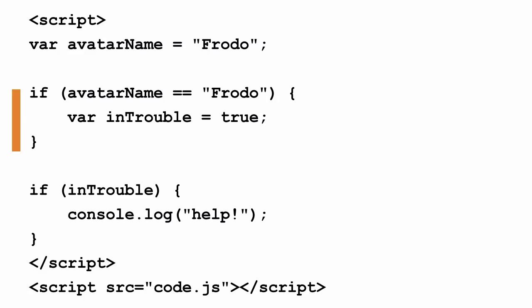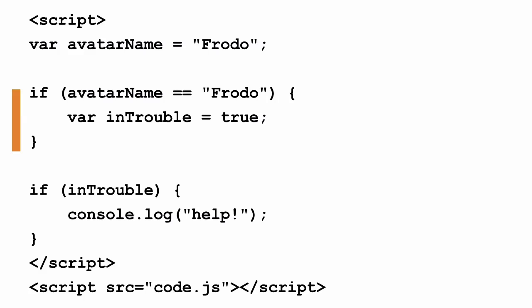So in this example, we execute the statement to declare and initialize the variable in trouble only if the conditional is true, that is, if the variable avatar name is equal to the string Frodo. Now, in a language with block scope, the scope of the variable in trouble would be limited to just that one block of code. That is, all the code between the opening and closing curly braces after the if conditional. In trouble would not be defined anywhere else, and if we tried to refer to it somewhere else, we'd get a reference error like the one we saw earlier.